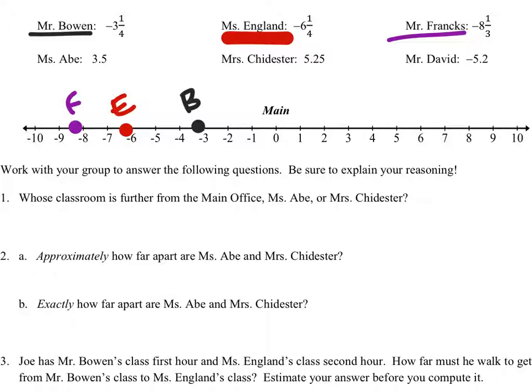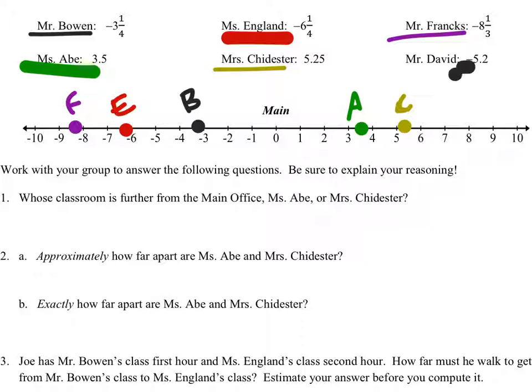Now let's go to Ms. Abe, who was at 3 1/2. Bam, nailed it. Right there. Okay. Let's label this, bless you, Abe. Moving on, Chidester. Chidester 5.25 or 5 1/4. Bam, I got it right here. And then we just need a label. A little Chidester. Now I'm going to go back because I'm running out of colors here.